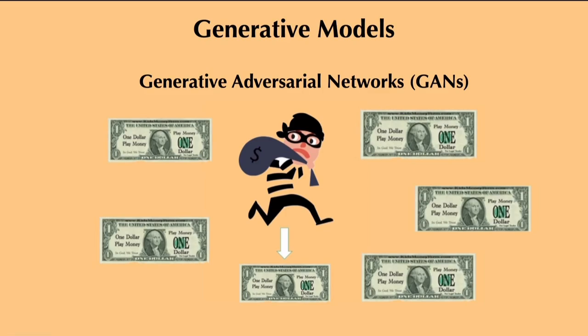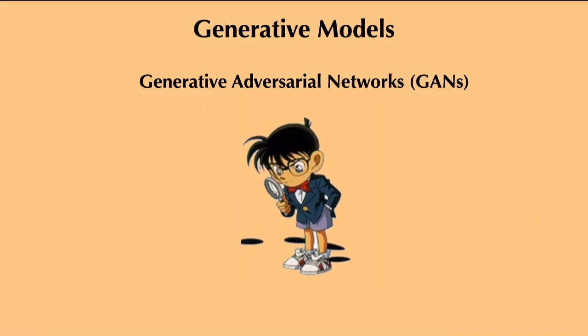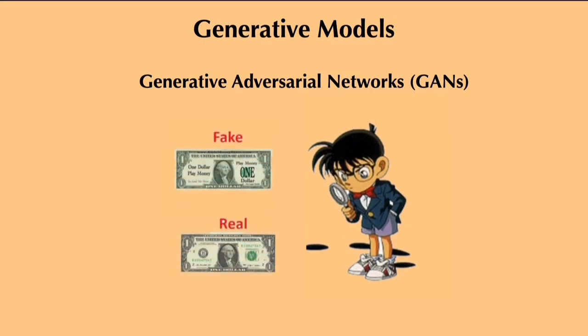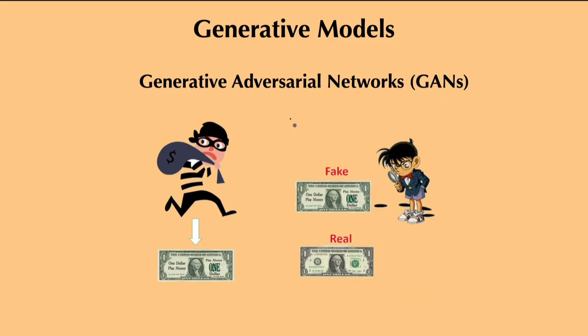they are real. On the other hand, we have the discriminator, just like a detective. It's given both real money and fake money, and its job is to figure out which is which. It looks at things like the size, color, texture, and other details of the money to determine if it's real or fake.